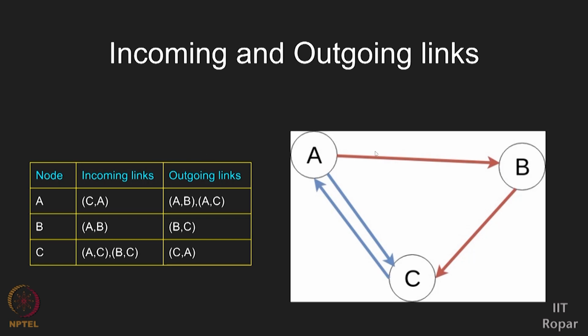For a node in this graph, if you consider node A, the incoming edge is from C to A. That's why we have a tuple C comma A, and the outgoing edges are from A to B and A to C. Like this, you can identify the outgoing links and incoming links. So the representation is source comma target. Source is the starting point and target is the destination or the end point of that edge.